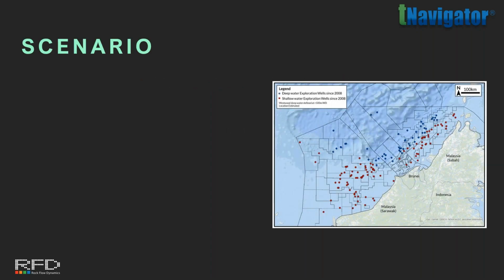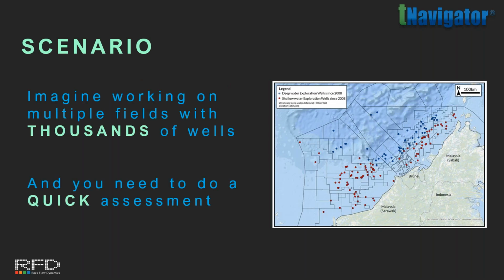So the scenario here, let's say you want to work on multiple fields. These multiple fields, of course, have maybe hundreds of thousands of wells, right? And then you want to do a very quick assessment. The map here shows an example from Sabah and Sarawak, from Malaysia, right? Let's imagine you have to work on a basin scale, in this case 2 basins, but you want to do a very quick assessment.